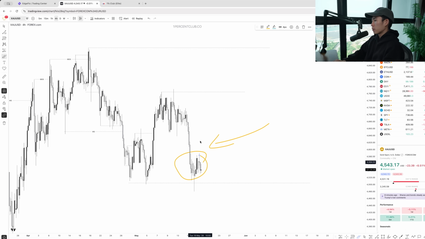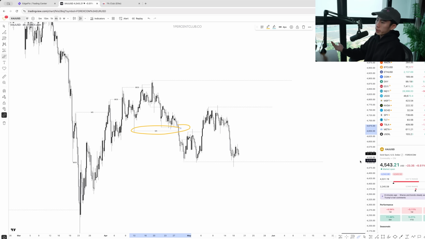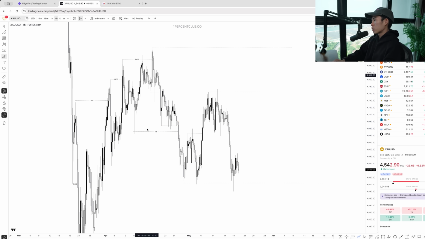Okay, so in this case, let's look at what price is doing right now. Market shift over here tells us price is shifting bearish. But in order for this to be valid, price must take out this low right here.